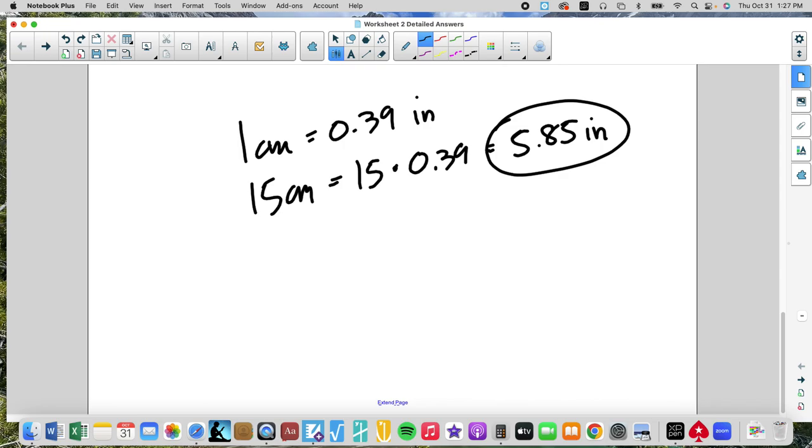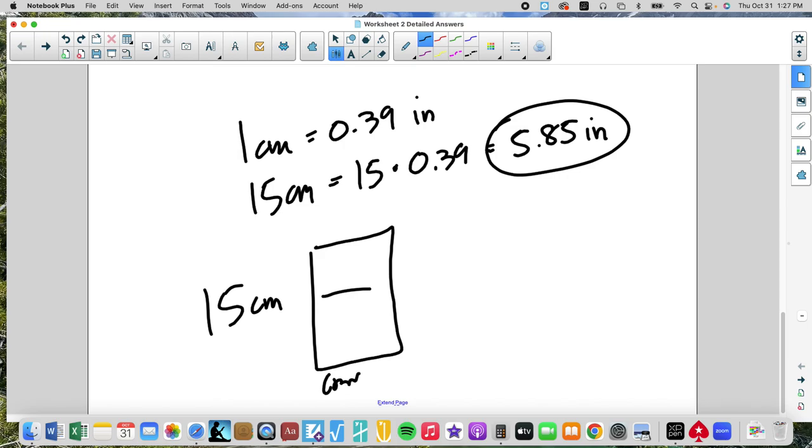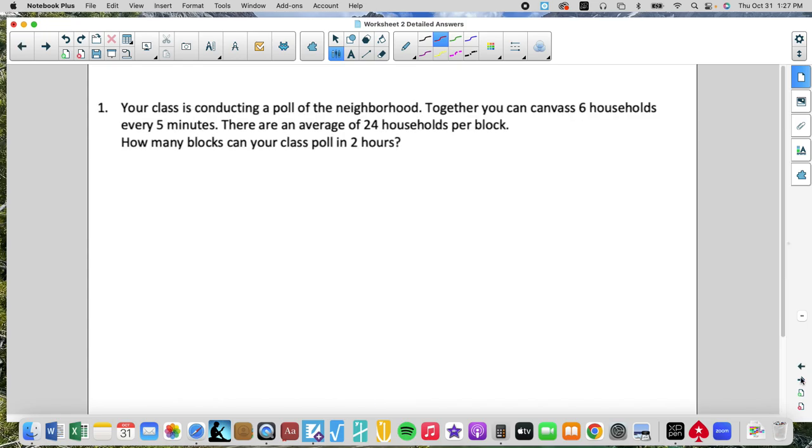The other way we can do that conversion is we have 15 centimeters and we do a conversion box. I've got to get out of centimeters, so I'm going to write centimeters in the denominator and inches in the numerator: 1 centimeter, 0.39 inches. That cancels the denominator, and we end up with 15 times 0.39 inches, like we did here, and we get 5.85 inches. All right, let's get into the worksheet.